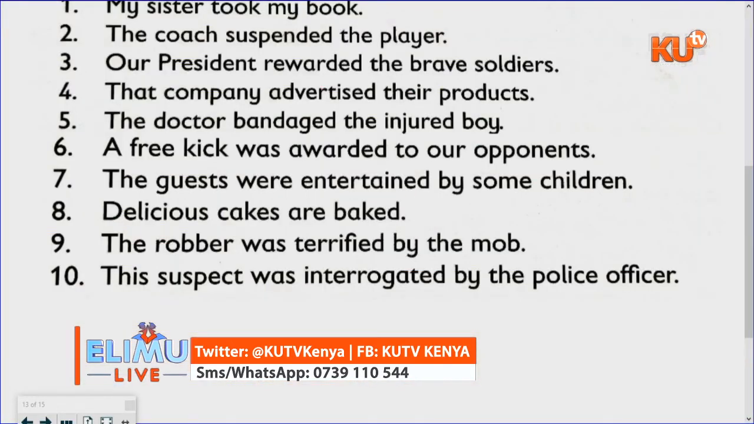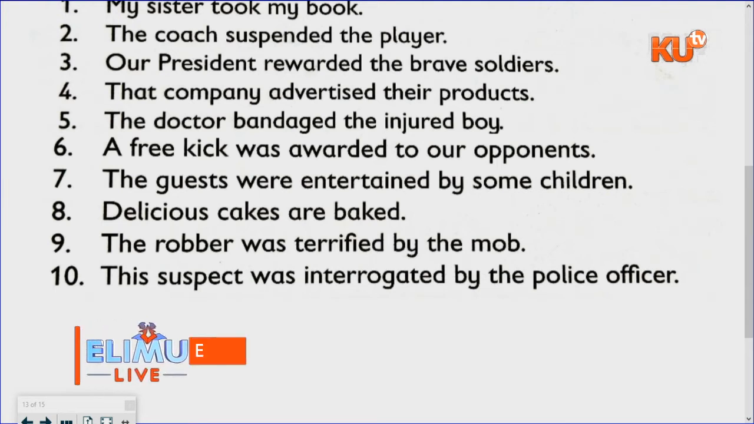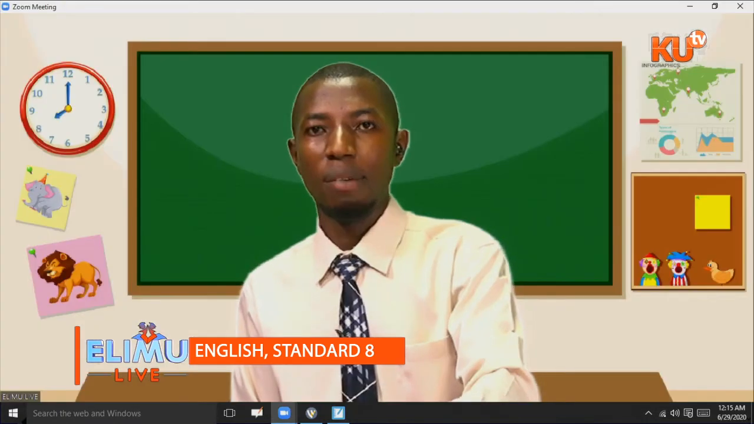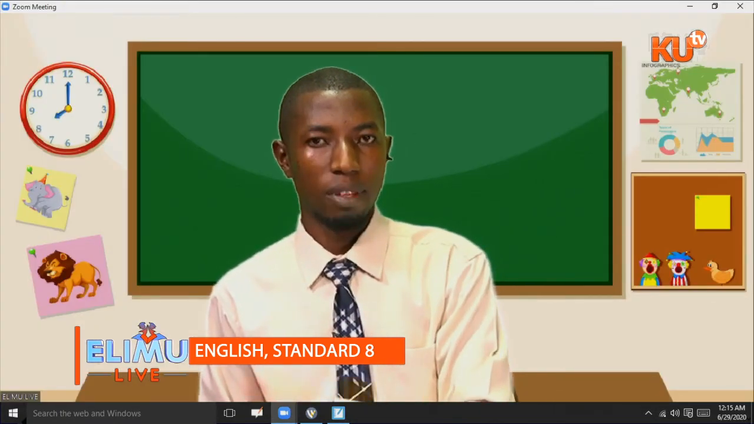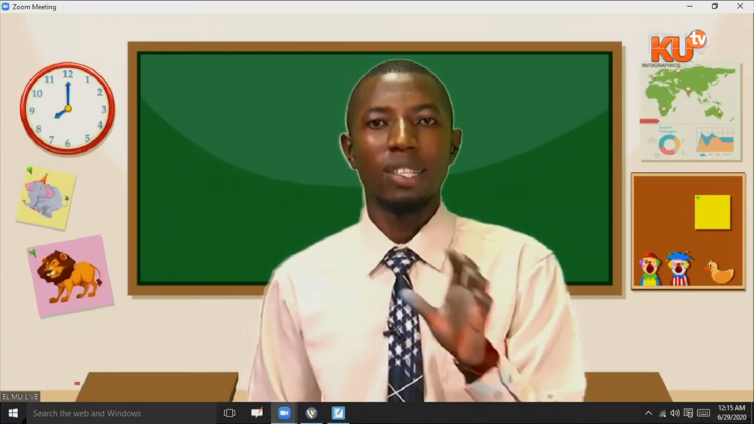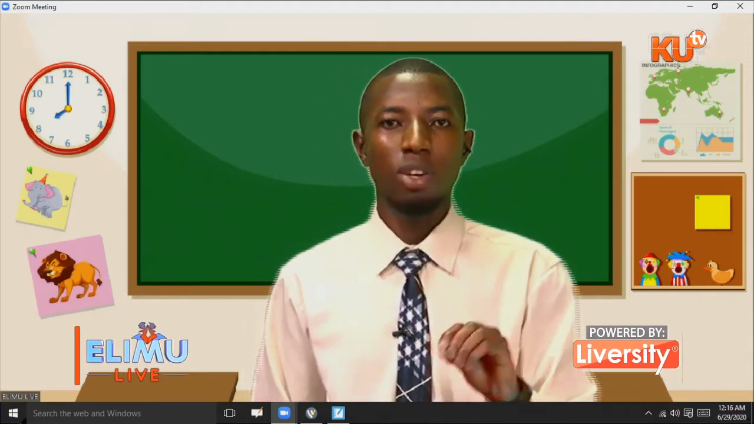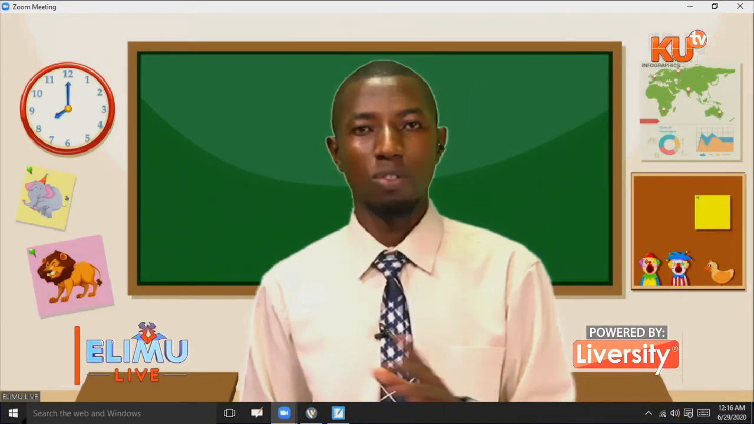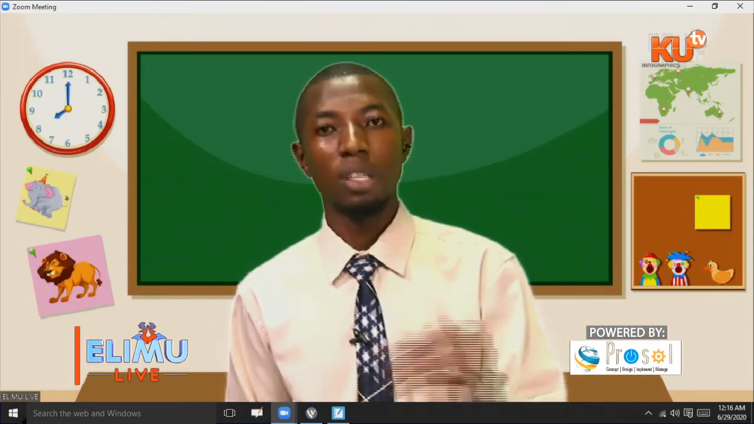sentence you are tackling. The robber was terrified by the mob. So it changes to the mob. The mob terrified the robber. Don't change it to become that the mob was terrified by the robber. The mob terrified the robber. Don't change the meaning of the sentence when changing from active to passive voice. So the mob terrified the robber.